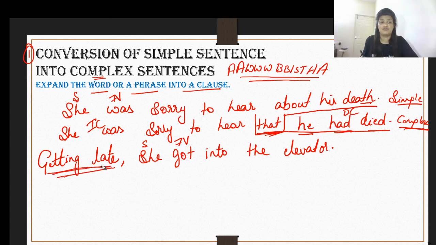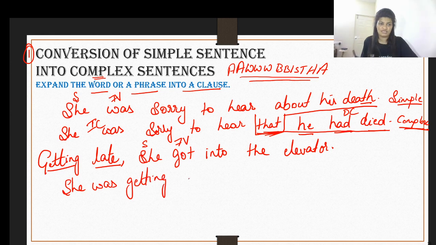And we are going to convert this participle phrase into a statement now. How are we going to convert that into a clause? Remember, you will have to introduce a conjunction, and then you will have to convert this phrase into a sentence wherein you will have to bring in the subject. So, getting late, she got into the elevator. Who got into the elevator and who was getting late over here? She was the one who was getting late, right? So she is going to be our subject. She was getting late. So we are going to mention it as she was getting late.